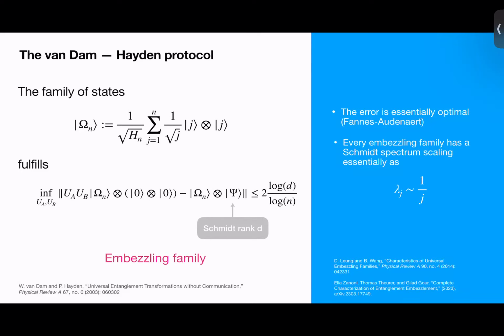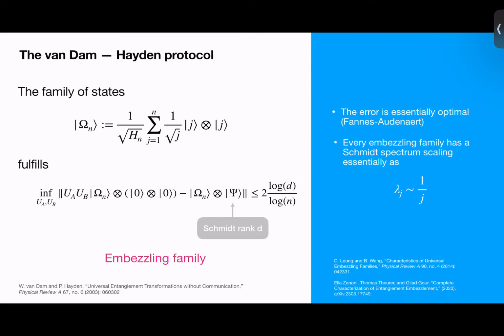Okay. So today I want to go beyond this framework of embezzling families, and I want to ask 3 questions. So the first question is: is there a quantum state that can embezzle states of arbitrary Schmidt rank to arbitrary precision? So a single state, not a family of states, from which you can embezzle any state with any precision, even if there's arbitrary Schmidt rank. I would call such a state an embezzling state.